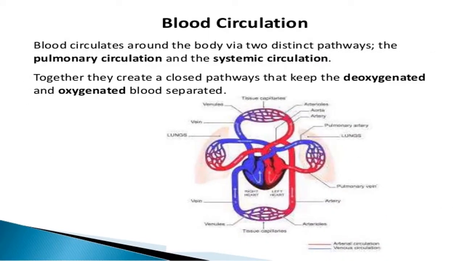Blood circulation. Blood circulates around the body via 2 distinct pathways, the pulmonary circulation and the systemic circulation. Together they create closed pathways that keep the deoxygenated and oxygenated blood separated.